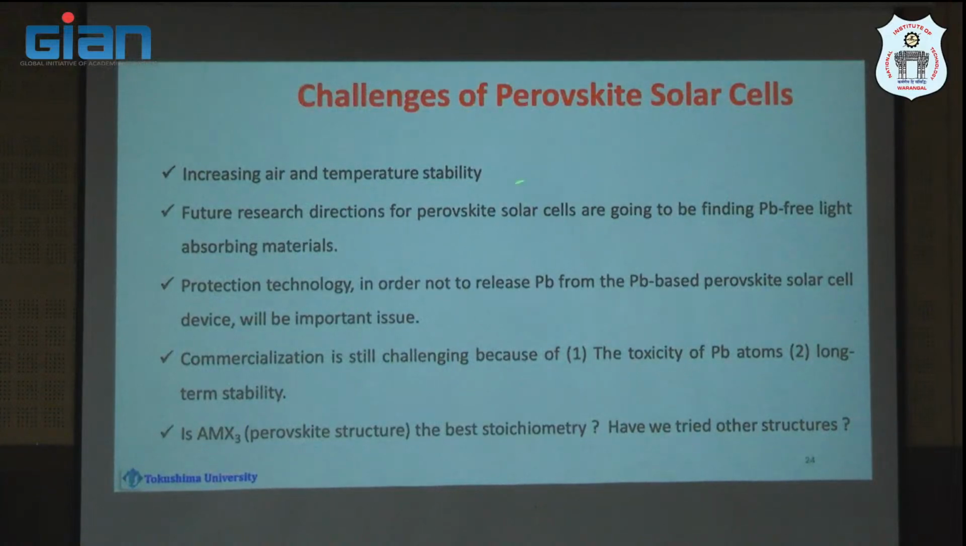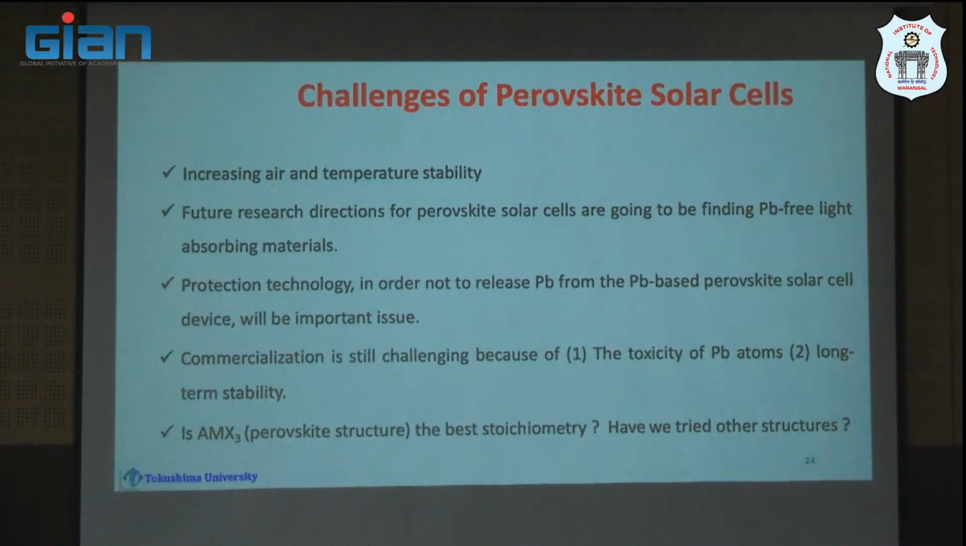The other problem is Pb, or lead. These materials are considered as absorbing materials. They can absorb the light, but Pb, lead, is some kind of hazardous material. While making a solar cell, that might be questioned.